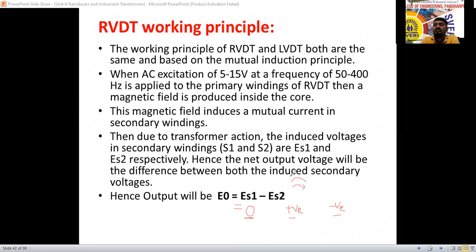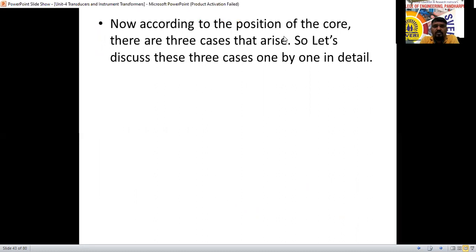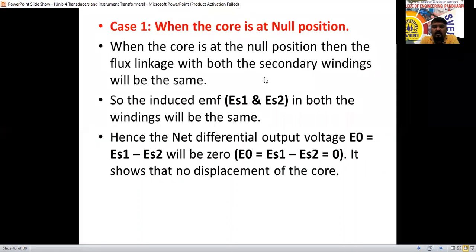Based on that, we are going to call this one clockwise, and this one anti-clockwise. Negative we are going to call here. I will show that one, I will tell you. One by one, we are going to discuss each case here. Now, according to the position of the core, there are 3 cases that arise. So let's discuss the 3 cases one by one in detail.